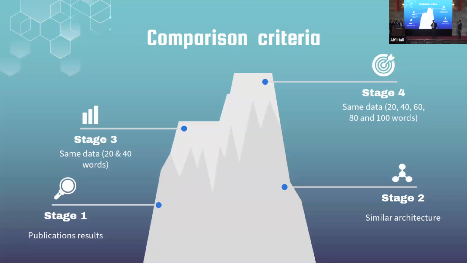However, we only tested on 2 levels, 20 words and 40 words. Then for the fourth and final step, we tested our model and the other models on our whole data set comprising 100 words. We tested on 20, 40, 60, 80, and 100 words. Why we divided testing into multiple stages will be explained later during the presentation.